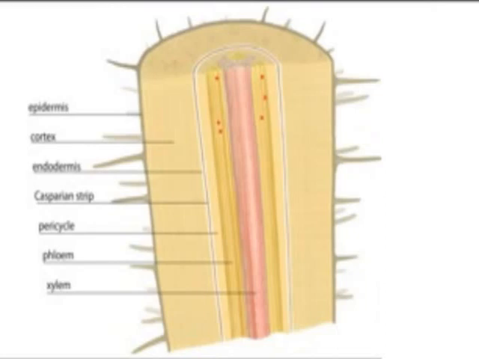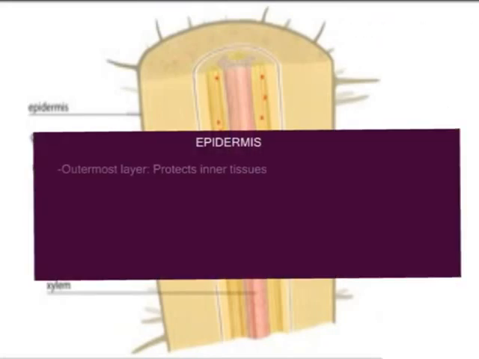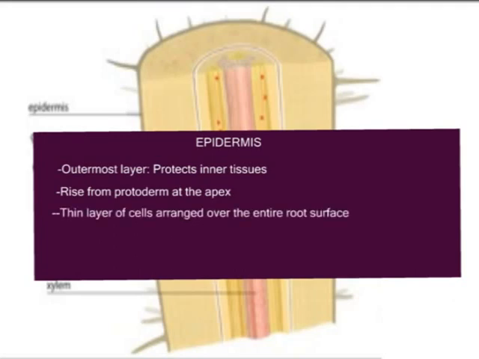Internally, a transverse section of the root reveals the following layers of tissues, which include the epidermis, cortex, endodermis, pericycle, xylem, and the phloem. The epidermis is the outermost layer of cells that protect the inner tissues. The protoderm is the tissue at the apex that subsequently gives rise to the epidermis. The epidermis is made up of a thin layer of cells that are arranged over the entire surface of the root. The layer is 1 cell thick, and the thinness of the layer reduces the distance over which water and mineral salts pass. Some of the epidermal cells are modified to form root hairs.